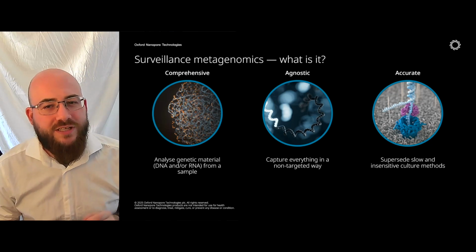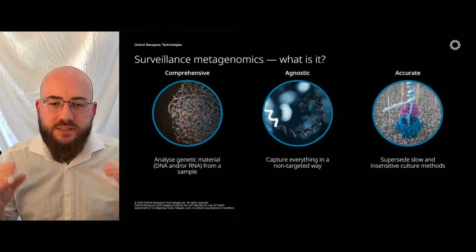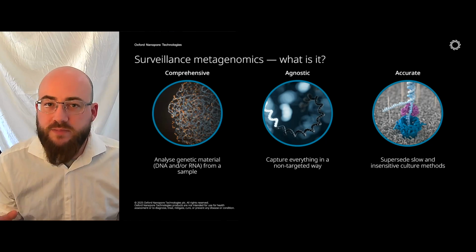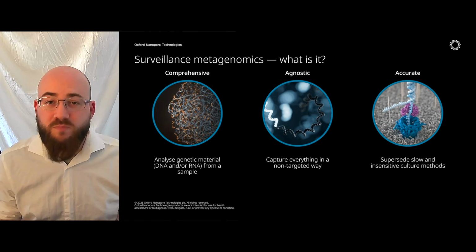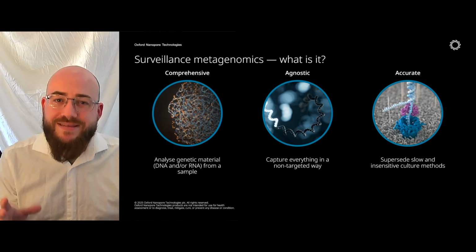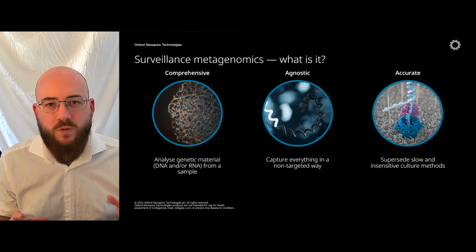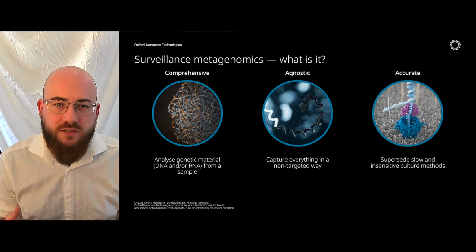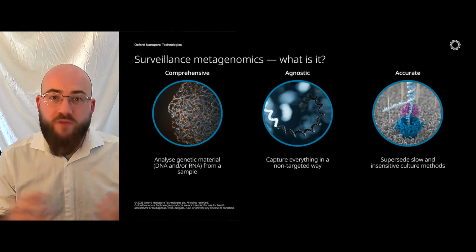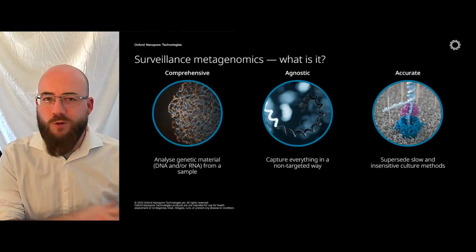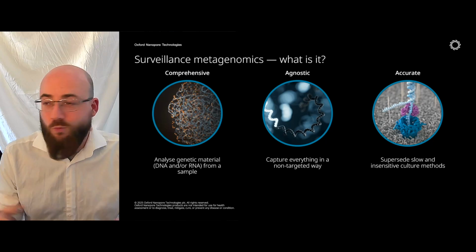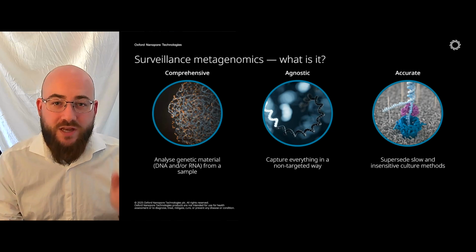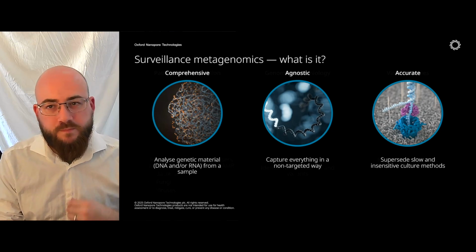And we're going to try and do this in an accurate way, right? We want to supersede those slow and insensitive culture methods that have been dominating this space for so long. We want to remove them because they're slow, and because they miss things sometimes. We want to be able to sequence everything that's in there. We're not just looking for what we've managed to culture, what we've managed to grow because we've given it the right medium, the right selection pressure. Maybe it doesn't even want to grow at all. This way, we want to see everything that's in a sample so we know exactly what is there.